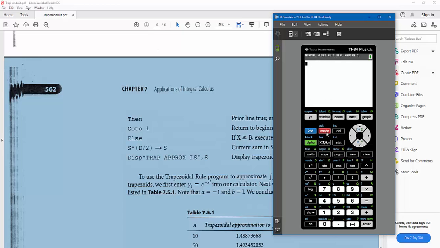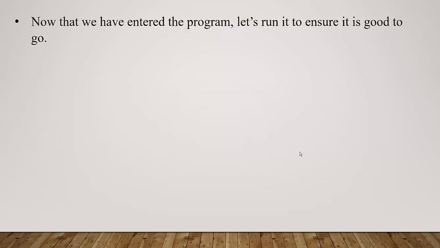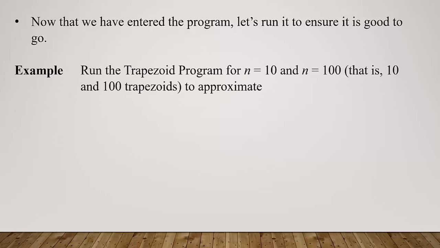And let me just quit. I'm gonna go back to the slides. So again, if you need to pause, rewind, because I just went through that kind of quickly, but get the program entered into your calculator, because now that I've entered the program, I want to run it to ensure that it's good to go. And so hopefully I don't have to do any troubleshooting. So I'm going to run the trapezoid program we just entered for n equals 10 and n equals 100. In other words, 10 and 100 trapezoids, to approximate the integral from -1 to 1 of e to the -x squared dx.